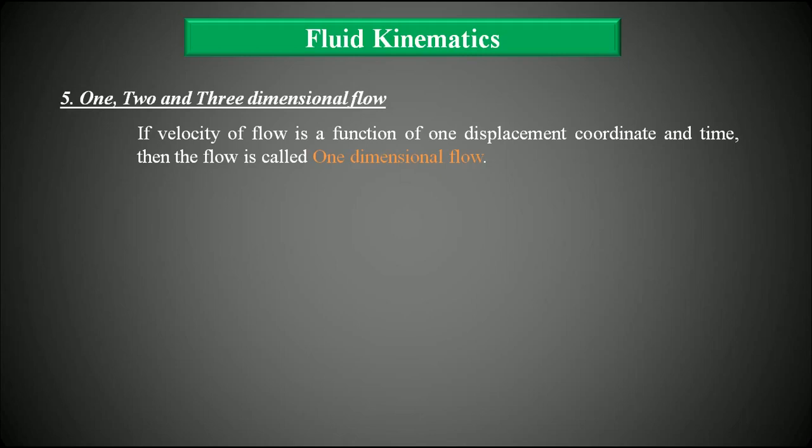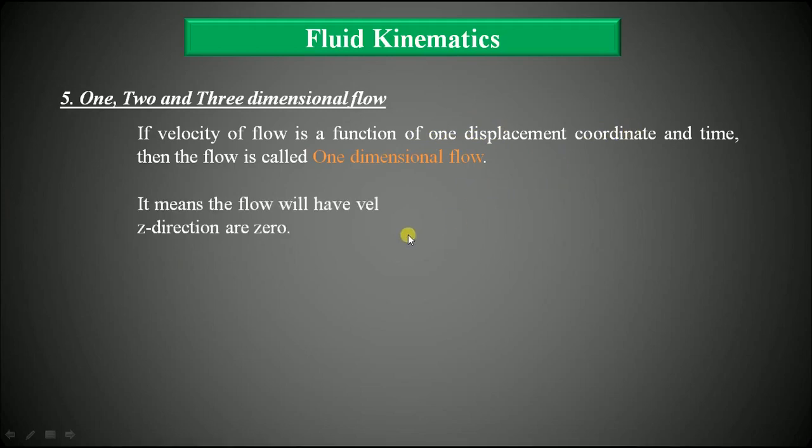If the velocity of flow is a function of one displacement coordinate and time, then the flow is called one dimensional flow. Okay, velocity is a function of one displacement coordinate and time. Velocity we always consider under a particular time, for the displacement of the fluid particles. Here the velocity takes place only in one direction during the flow of the fluid, then the flow is called a one dimensional flow. That is only a function of one displacement coordinate, so one displacement coordinate means the velocity will be in only one direction.